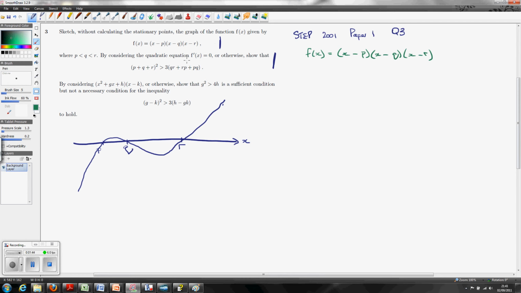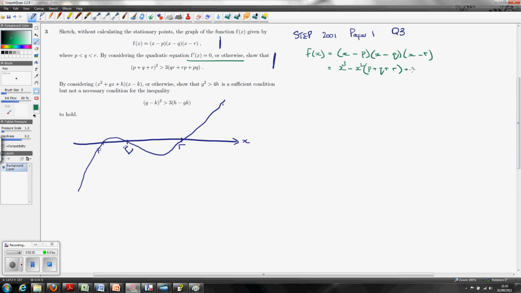Now when they say by considering f'(x) = 0 or otherwise, I don't know about the otherwise, but you're always going to start off by trying what they're suggesting, which is find out what f'(x) is. I've got to multiply this out to be x cubed. Can we do this in one step? It's going to be minus x squared times (p + q + r), because every x squared term, x times minus r, x times minus p, you can work that out there.